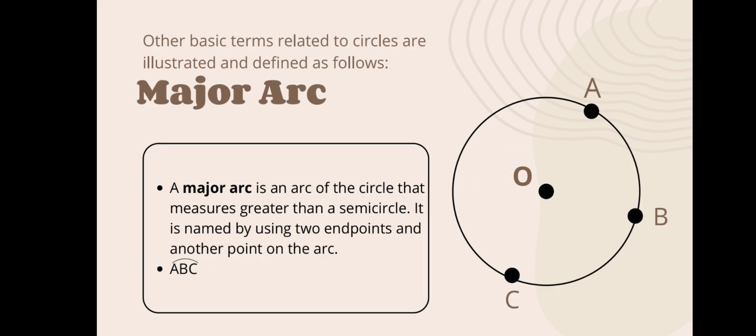So next is major arc. A major arc is an arc of the circle that measures greater than a semicircle. It is named by using two endpoints and another point on the arc. So for example, here is the arc ABC, which is a big arc, bigger than the minor. So that's their difference. Minor is smaller, only 2 points. And major arc is using 3 points.